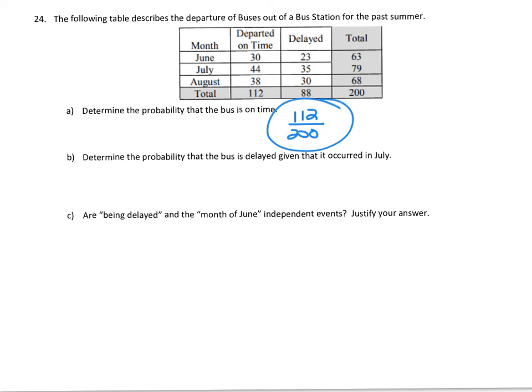Okay, now, the next part says, determine the probability that the bus is delayed given that it occurred in July. So let's see, here's our column for delayed. I'll put a D for delayed and a J for July. Okay, so we're given that it occurred in July. So if we're given that it occurred in July, we're only looking at this given row. All right, so the total in that row is 79. Now, that's going to be the denominator of our fraction.